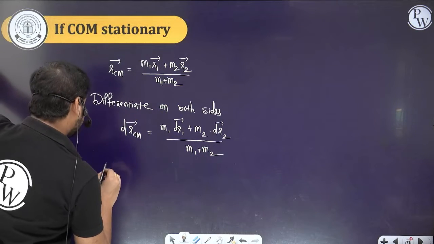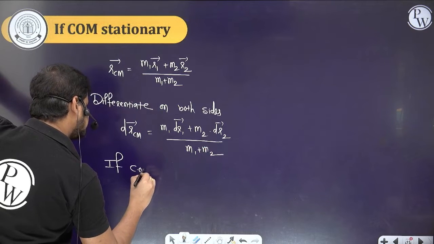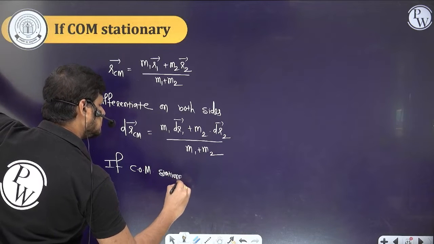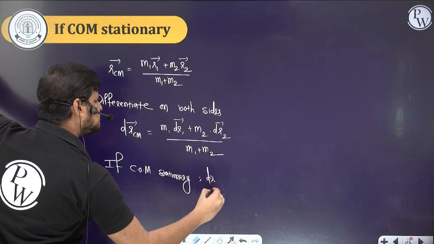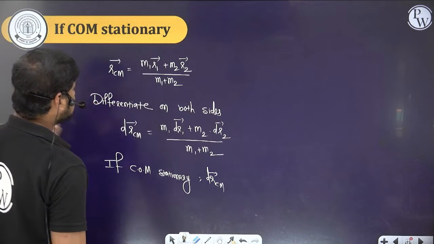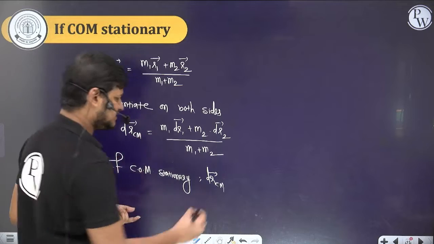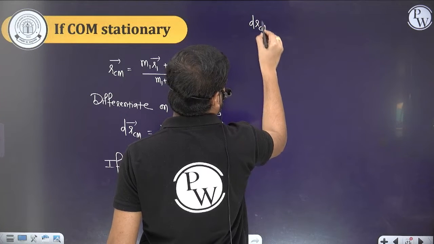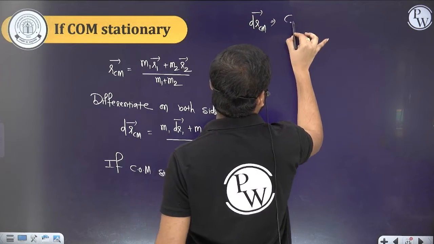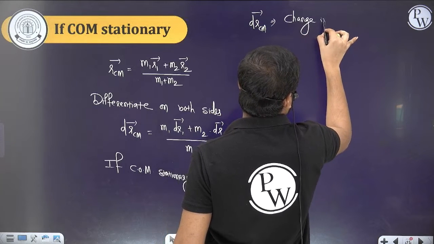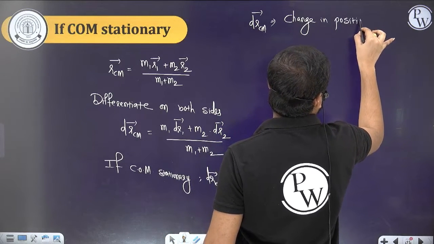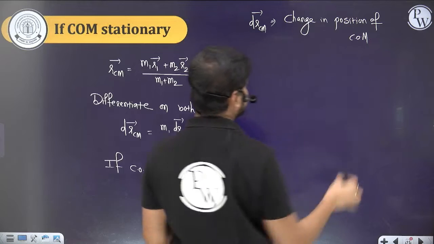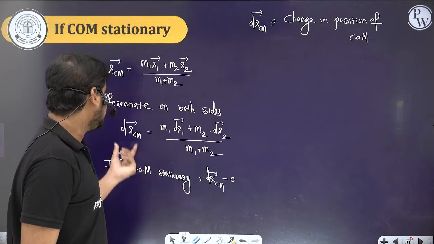Now if the center of mass is stationary, shall I say that d rcm will become zero? What is d rcm? It is the change in position of the center of mass. If the center of mass is stationary, its position will not change, right? So that's why d rcm will become 0.